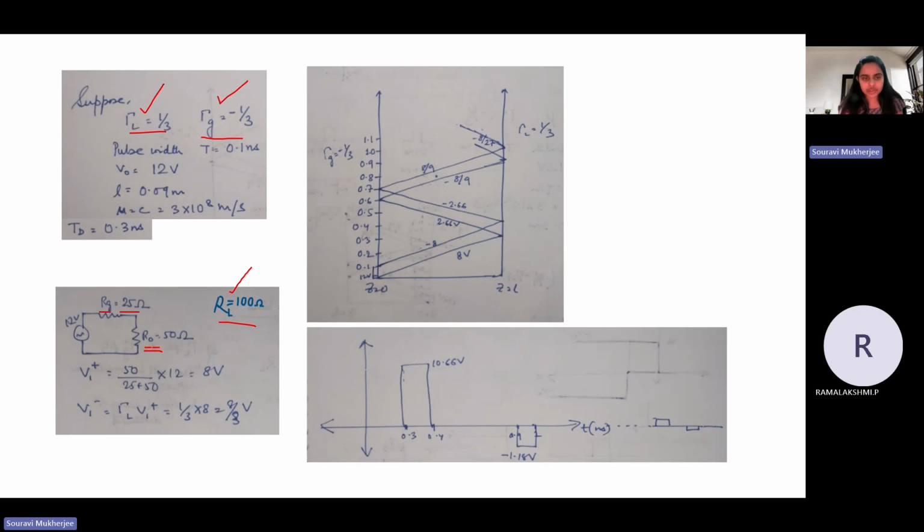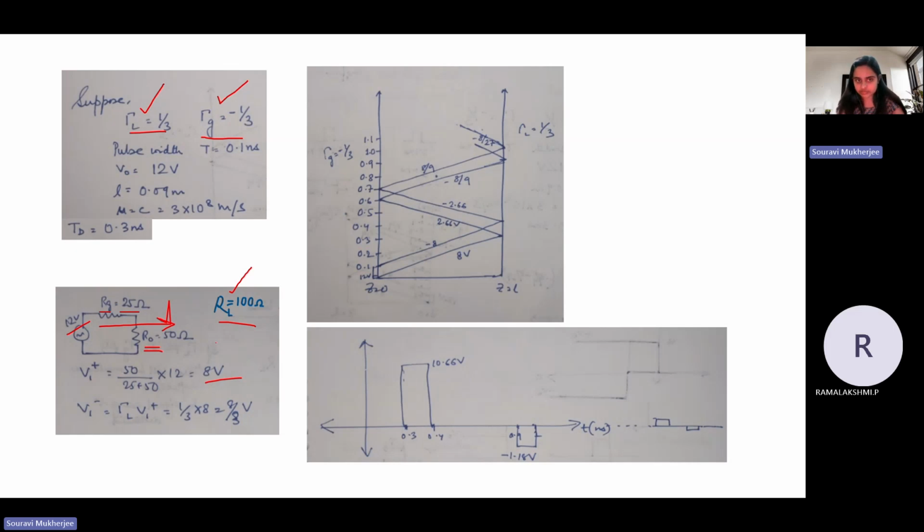Now once you know R naught and RG, and you are told that there is a 12 volt signal coming from the source, how will this 12 volt be divided between the two? That is just voltage division, right? So what will be the voltage that will be propagated along the transmission line? That will be given by 50 by 50 plus 25. Basically it's like a voltage divider circuit, where the voltage is getting divided based on the resistances that are there. So out of 12 volt, it is this 8 volt that will be propagated along the transmission line from the generator end, right?